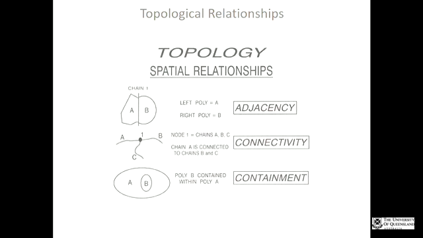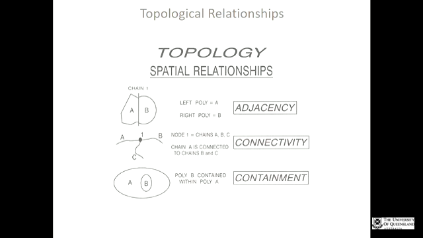So very useful for correcting errors. This could be a fence line between 2 properties. Obviously, there's not 2 boundaries. There's 1 boundary, and they share it. So you can enforce that with what's known as a topological relationship.